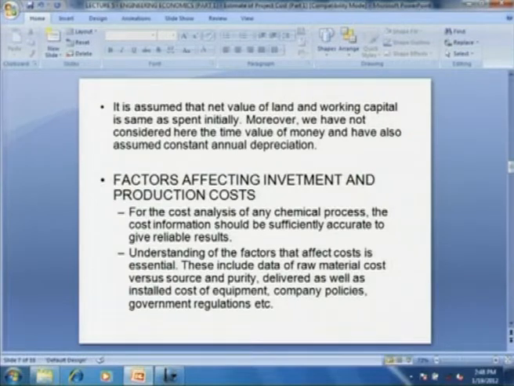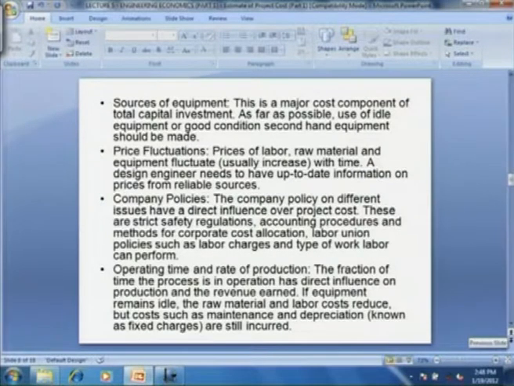Now what I have done here is that I have listed some major factors that affect the investment and production cost. The first is the source of equipment. As I just said, one major cost component is the source of equipment. As far as possible, use idle equipment or equipment in good condition, second hand, bought from other companies for your plant. That will reduce the fixed capital investment of your company and will increase the profitability.